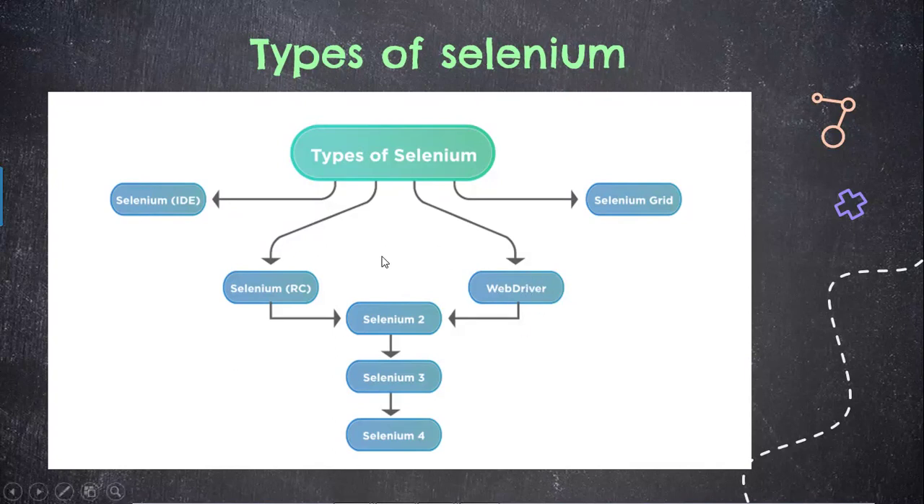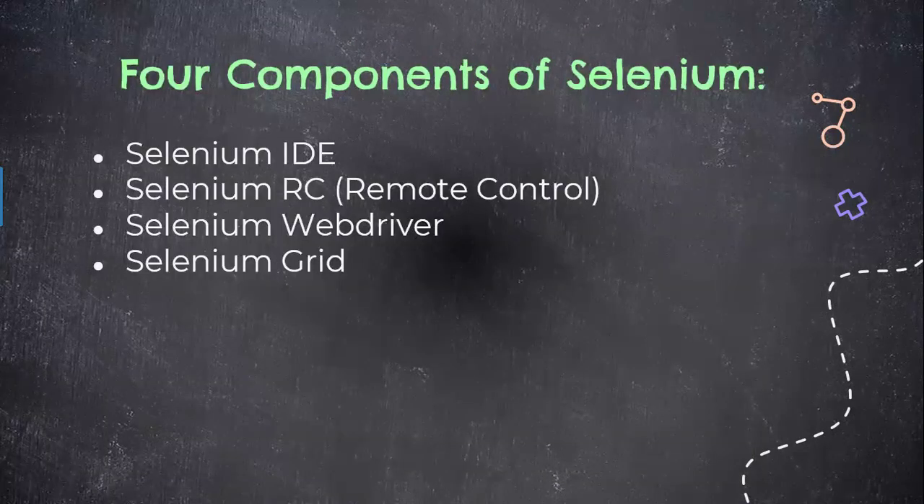So in an interview, they will ask what are the components in Selenium or what are the types of Selenium. Selenium IDE, Selenium Grid, Selenium RC, and WebDriver. After that they came up with Selenium 2, and after that Selenium 3. After that, we are currently in Selenium 4. Or else they will ask, as I told you, what are the four components of Selenium. The question might come in a different way, but the same answer. Can you tell me the types of Selenium? Don't get confused. There are four types: Selenium IDE, Selenium RC, Selenium WebDriver, and Selenium Grid.